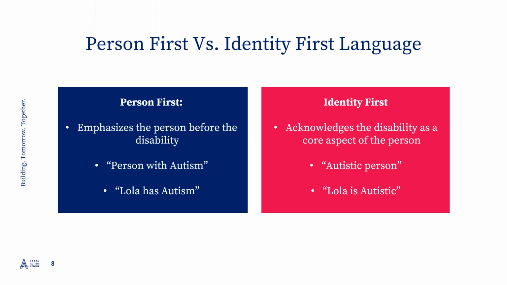The language we use when talking to or about an autistic person is important. There are two main types of language you can choose from: person-first and identity-first language. Person-first language emphasizes the person before the disability. Examples of this language are person with autism or Lola has autism. Identity-first language acknowledges the disability as a core aspect of the person. Examples of identity-first language are saying autistic person or Lola is autistic.